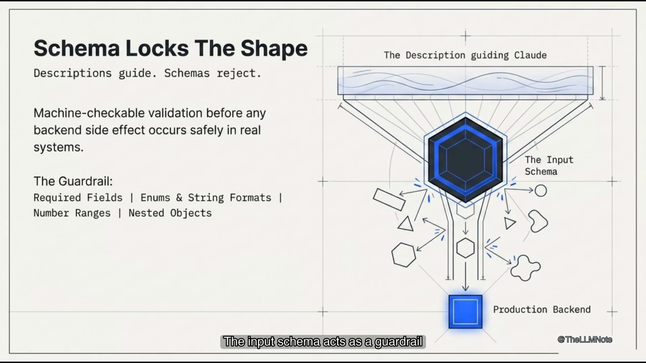The input schema acts as a guardrail. Descriptions alone cannot enforce structure. Required fields, enums, and string formats matter. Number ranges and nested objects add precision. This makes requests machine checkable. The description guides Claude toward the right shape. The schema rejects anything outside that shape. Production reliability comes from combining clarity. Natural language works with strict data validation. Validation happens before any back-end side effect. Safety is ensured in real systems.